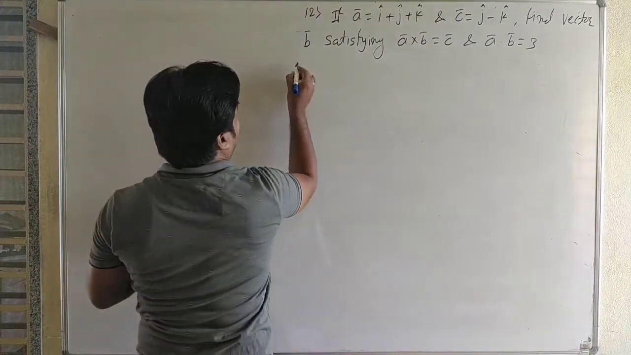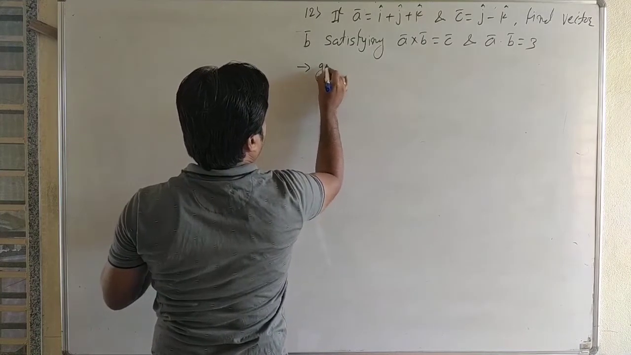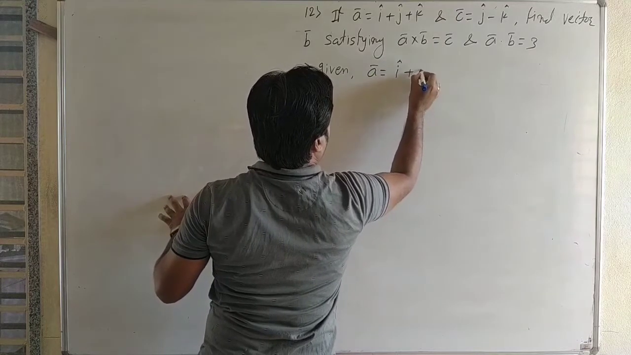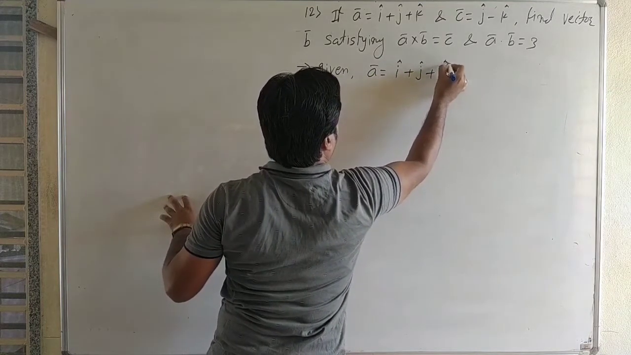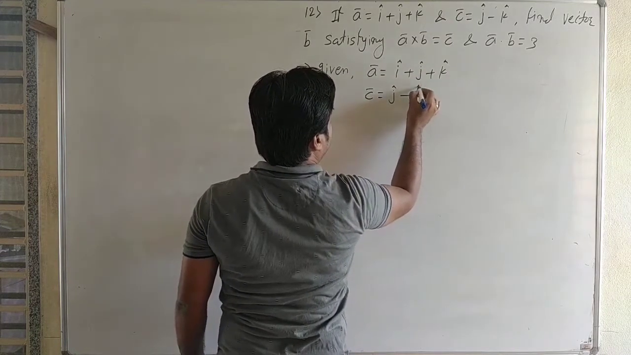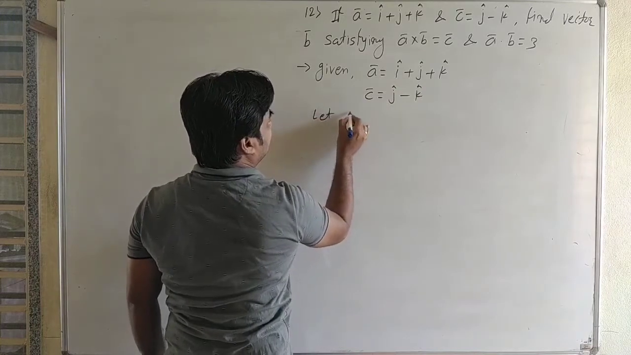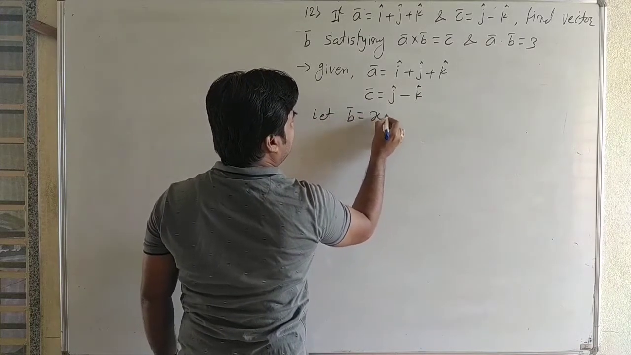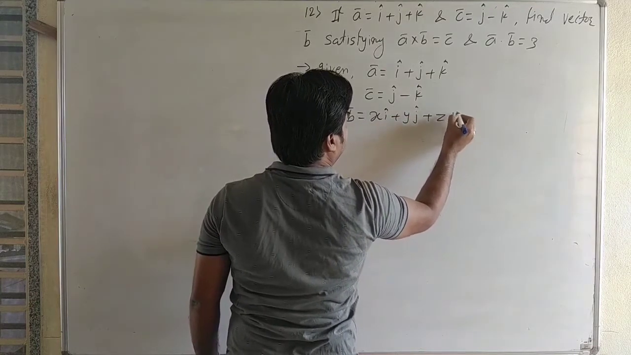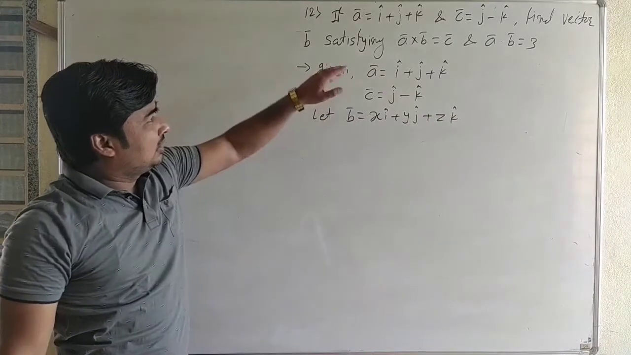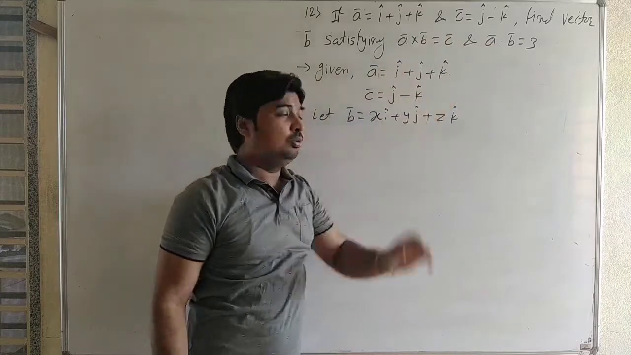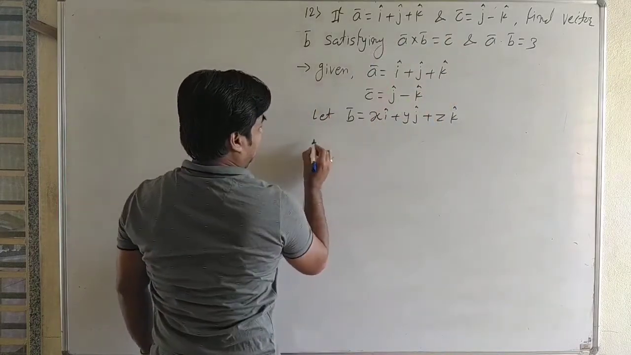Now, given that a bar is equal to i cap plus j cap plus k cap, c bar is equal to j cap minus k cap. Now let b bar is equal to x i cap plus y j cap plus z k cap. It is a vector b bar. Now there are the two conditions: a bar cross b bar is equal to c bar and a bar dot b bar is equal to 3. Now we take the first.